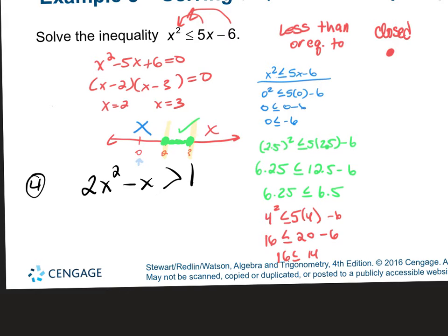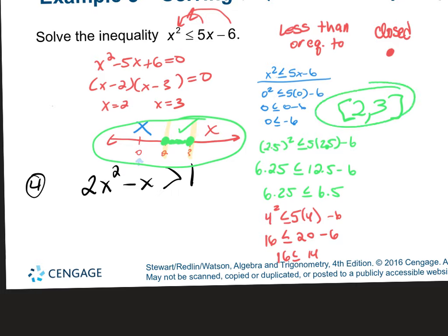From where to where? Where did I color? What works? From 2 to 3. So it would be from positive 2 to 3 with brackets because it's a closed dot. All right. The only thing new here, guys, is you checking your points. And I'm going to show you a shortcut in a minute so you don't have to do what I just did.